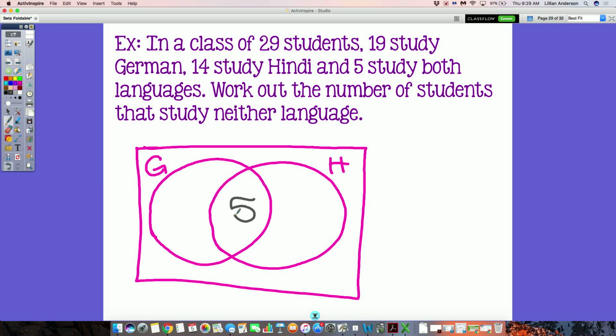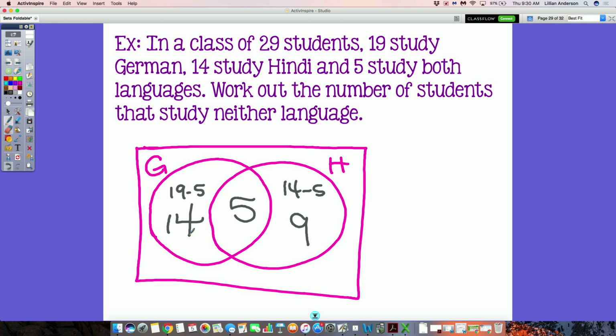So if 5 students study both, then how many students study just Hindi? 14 minus 5, which is 9. There are 9 students who study just Hindi. How many study just German? 19 minus 5, which is 14. So when I look at that, 14 plus 5 is 19. 19 plus 9 is 28. So there were 28 students in this class, correct?